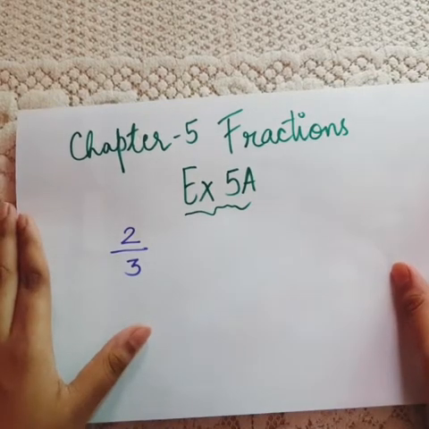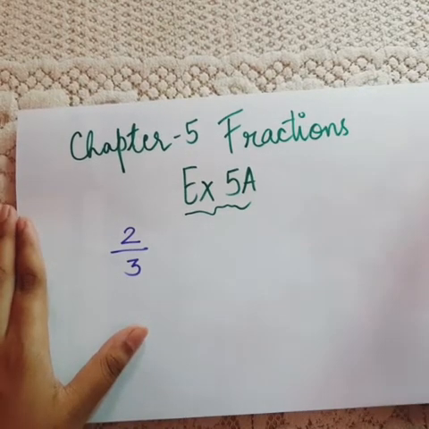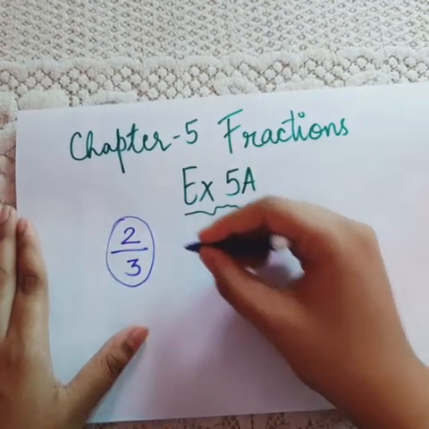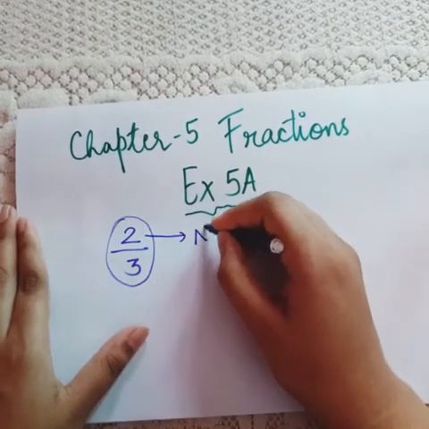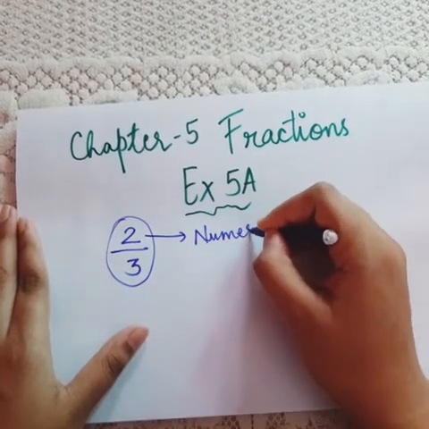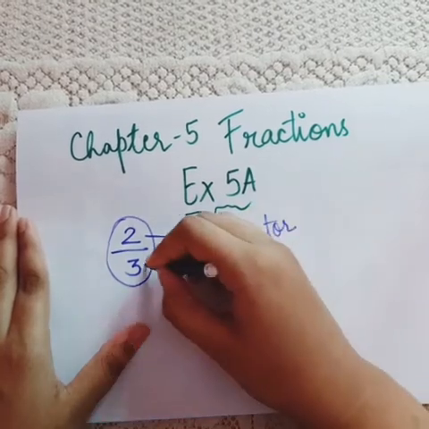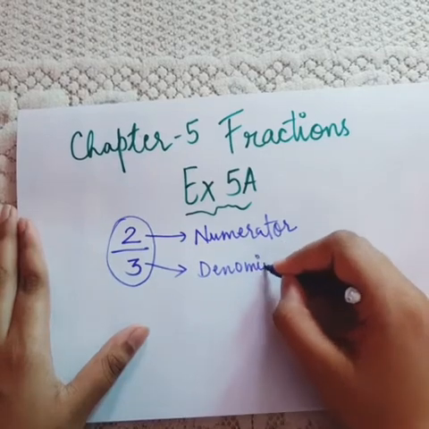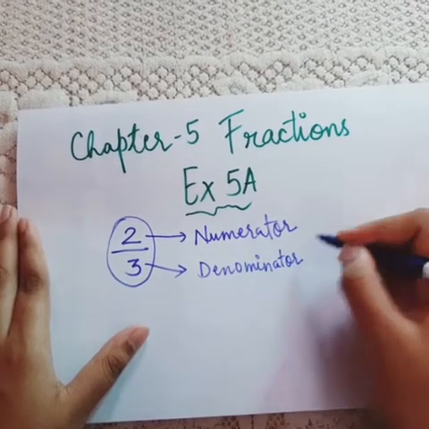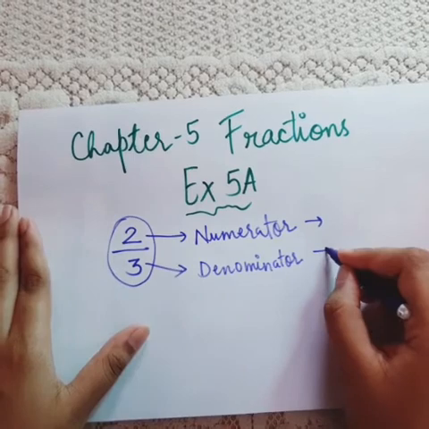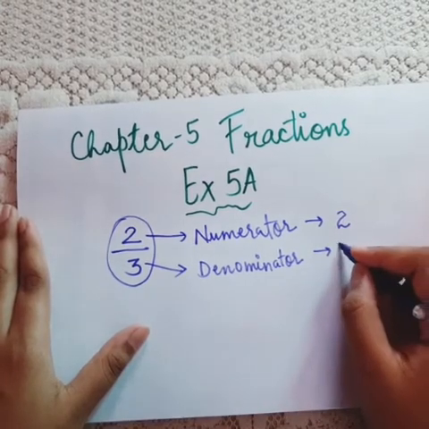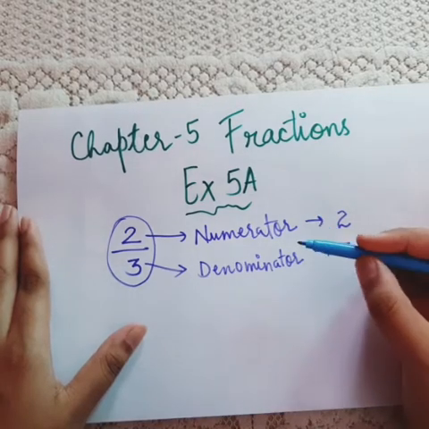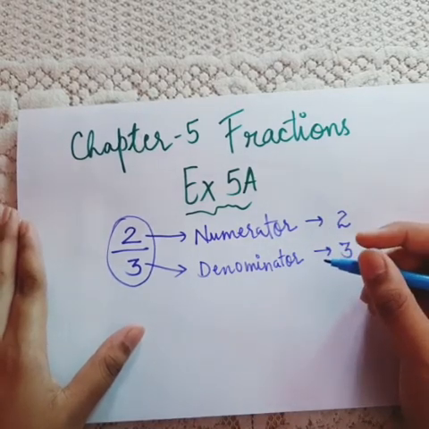So first of all, we need to know what is a fraction. A number that is written in this form is known as a fraction. The number written above is called the numerator and that is written below is called the denominator. So in this particular question, the numerator is 2 and the denominator is 3. In this video, we are going to learn what we have to do in exercise 5a.